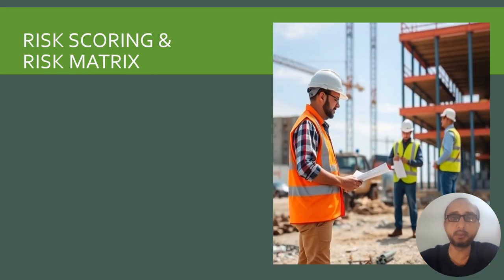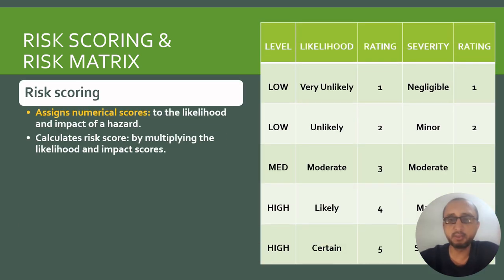Now we understand how we represent the likelihood and consequences in numbers. Now let's understand the risk scoring and risk matrix system that we use for risk ratings. In risk scoring, we represent the likelihood in numbers from 1 to 5. If the likelihood is low, we can represent it as a 1 or 2. For medium, we can represent it as a 3. For high, we can represent it as a 4 or 5. Similarly, for severity, if it is minor, we can rate it as a 1 or 2. If it is moderate, then 3. And if it is serious or major, then 4 or 5 accordingly.